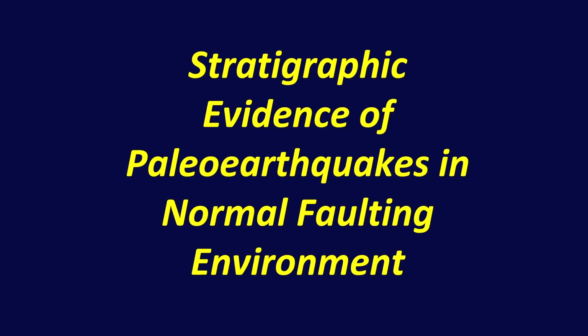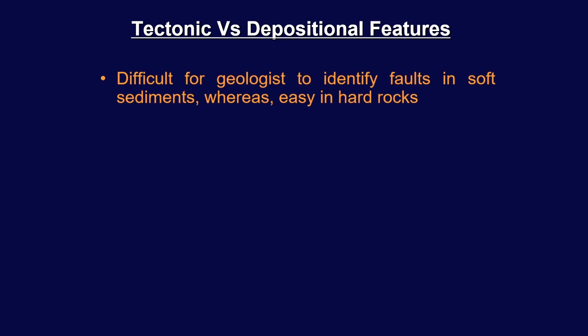Then coming to the stratigraphic evidence of paleo earthquakes in a normal faulting environment. Tectonic versus depositional features. As we talked about in the beginning, tectonic and non-tectonic structures in terms of sedimentary structures, here also we will try to see that part. It is difficult for the geologist to identify faults in soft sediments, whereas it is easy in hard rocks, because there you will see a very clear cut scarp.